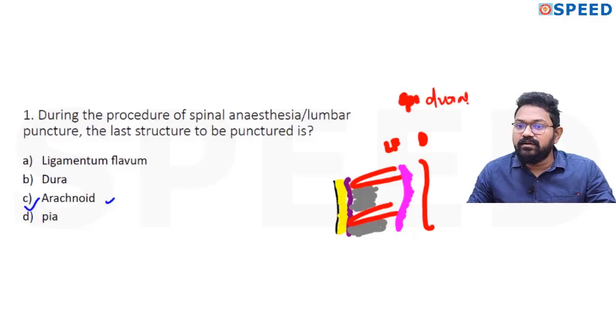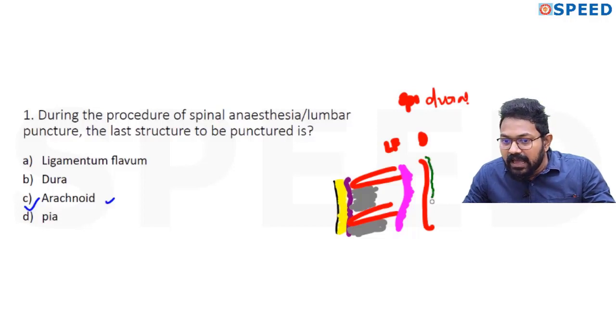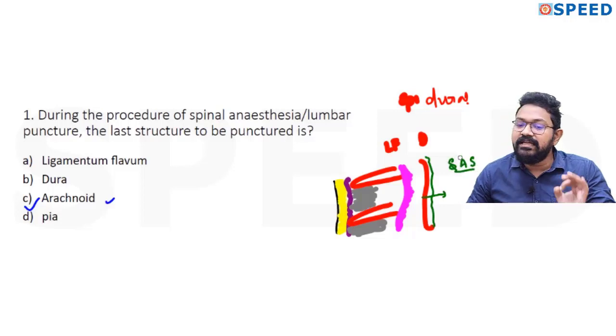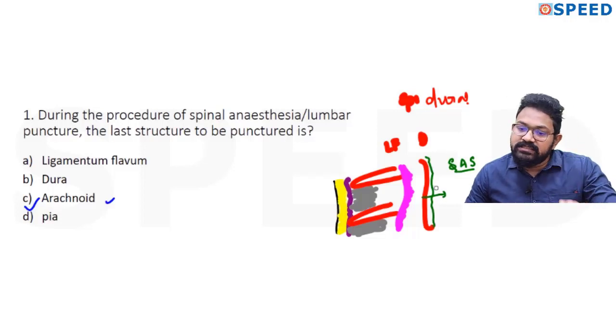And following the epidural space, immediately you have something which is called the arachnoid membrane. And as you puncture the arachnoid membrane, you enter the subarachnoid space where you have the CSF, right? May that be lumbar puncture, may that be spinal anesthesia, your aim is to reach this particular subarachnoid space, right?